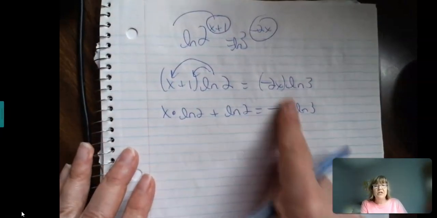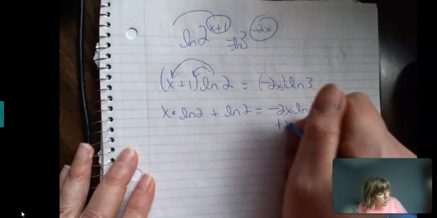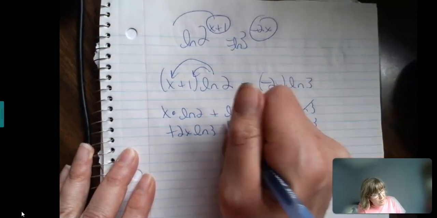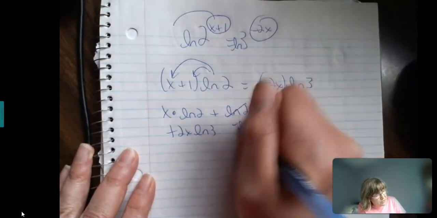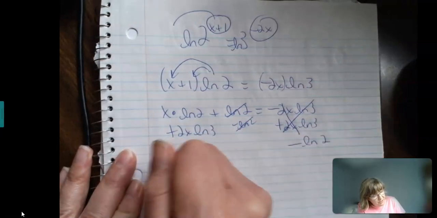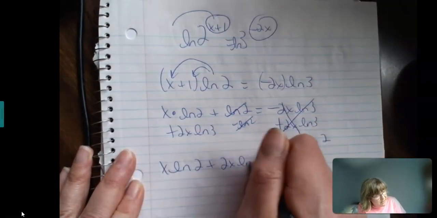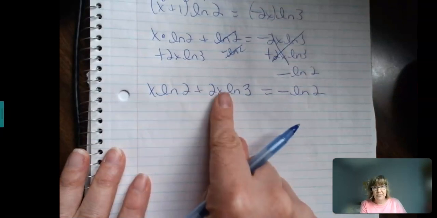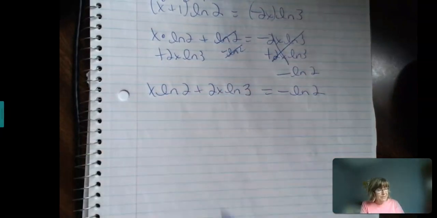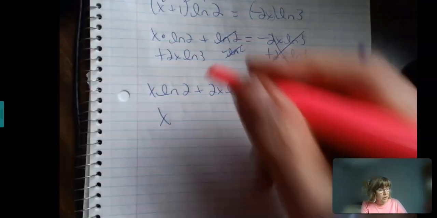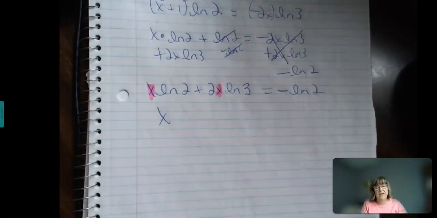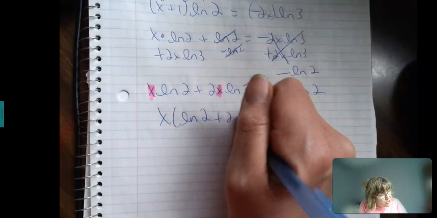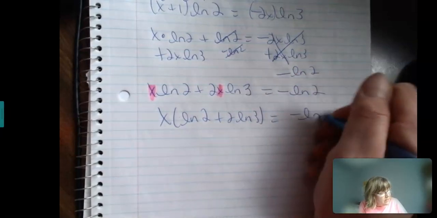All right, now you want your x's on one side, numbers on the other. So I'm going to add 2x ln of 3, add 2x ln of 3, and then I'm going to go ahead and subtract that ln of 2, natural log of 2. Get that over here. All right, so I get x ln of 2 plus 2x ln of 3 equals a negative ln of 2. The only way to go from 2x's to 1x, if they're not like terms, is to factor it out. So again, I'm going to pull that x out from both of those, okay? And so when I pull it out, I get ln of 2, what is that? Plus 2 ln of 3 equals negative ln of 2.